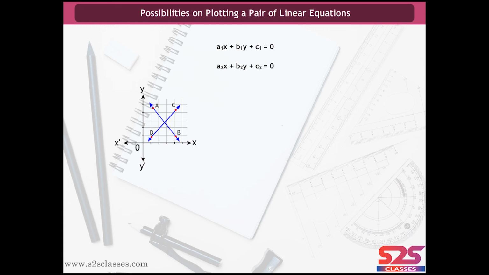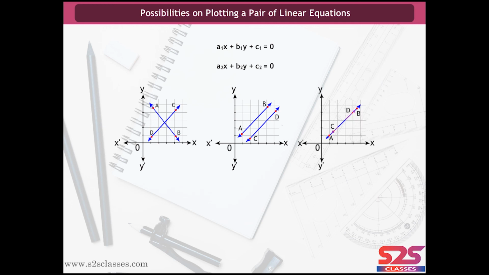The simplest is shown here, that is, two straight lines intersect each other. The second possibility is that the two lines are parallel to each other. And the third possibility is that the two lines coincide, that is, one line lies on top of the other. Now this presents some interesting facts.